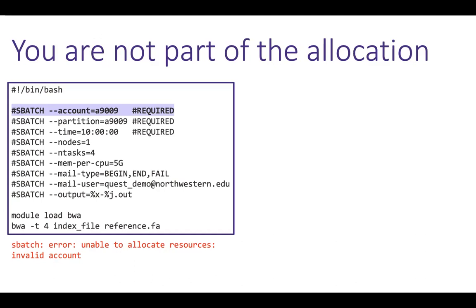A similar issue can arise if you are not a part of the allocation specified in the account or -A field. You can check your allocation memberships by running the groups command on your NetID. If you do not see the allocation listed from this output, you will have to request to join the allocation.